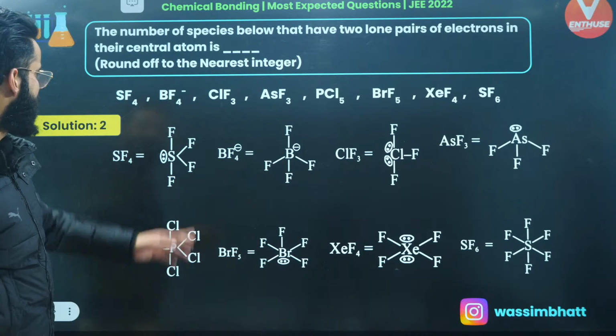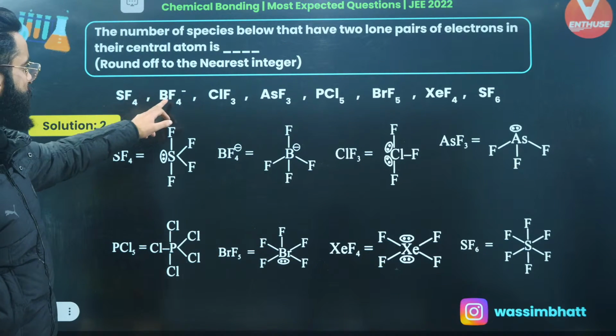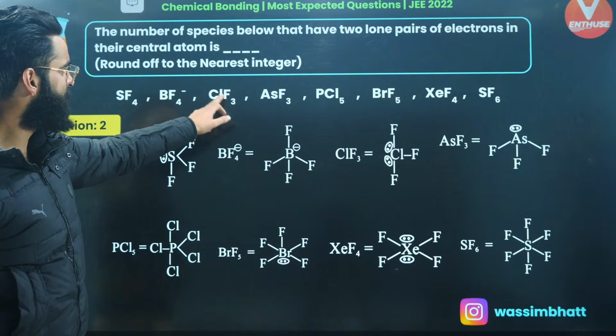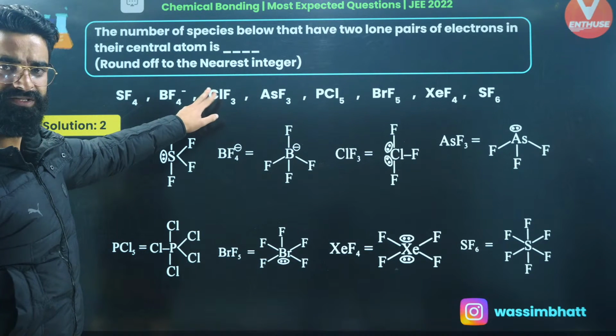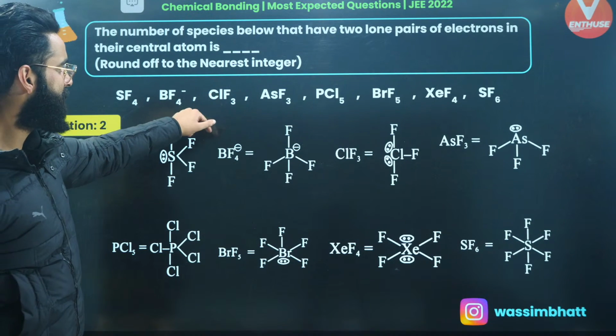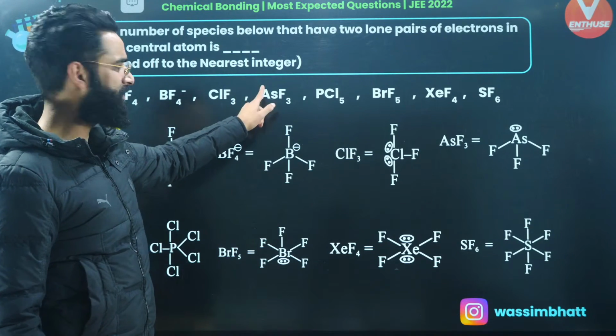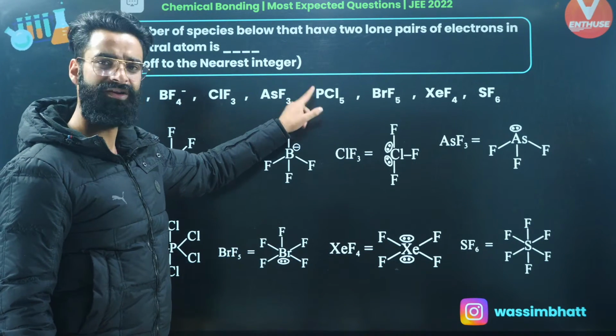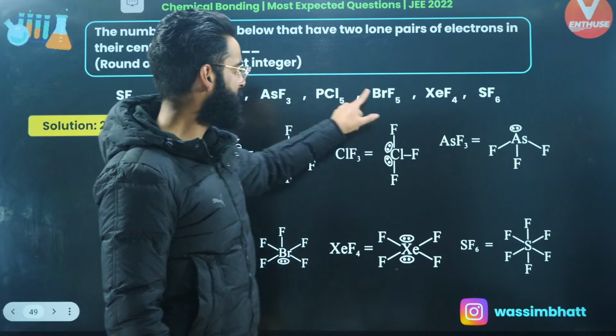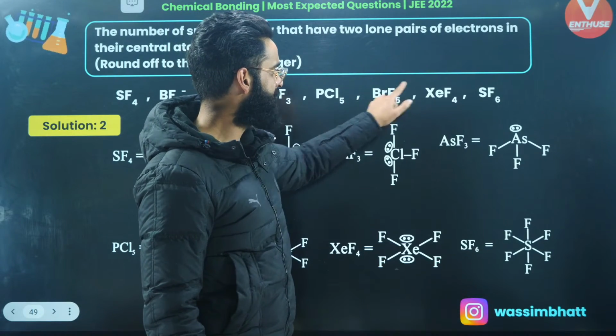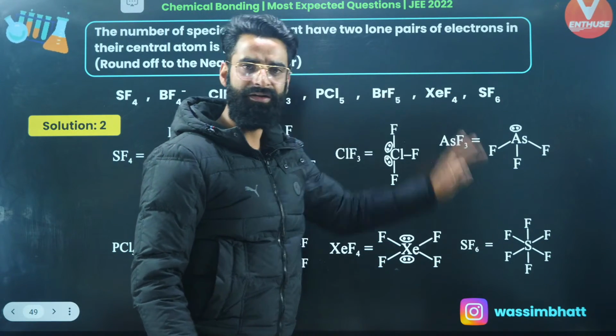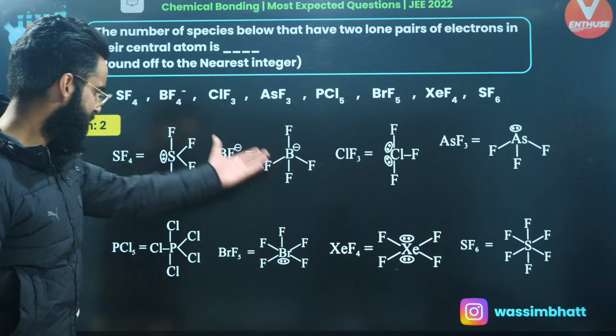This is going to be seesaw. This is going to be tetrahedral. ClF3, 3 sigma bonds, 2 lone pairs, T-shaped. AsF3, 3 sigma bonds, 1 lone pair, pyramidal. 5 sigma bonds, 0 lone pair, perfectly trigonal bipyramidal. BrF5, 5 sigma bonds, 1 lone pair, square pyramidal, square planar, octahedral, right? Easily, the structures are given to us.